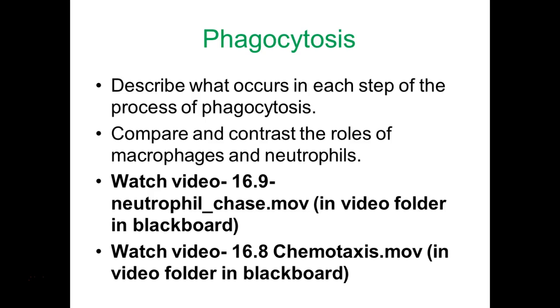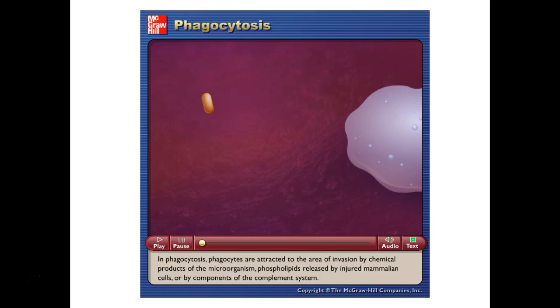So the two main eaters are your macrophages and your neutrophils. Again, last time we watched these videos of them moving and grabbing onto bacteria. Now we're going to look at the stepwise process right down to the molecular level of what occurs at each step of phagocytosis. And then we're going to look at the similarities and differences between macrophages and neutrophils.